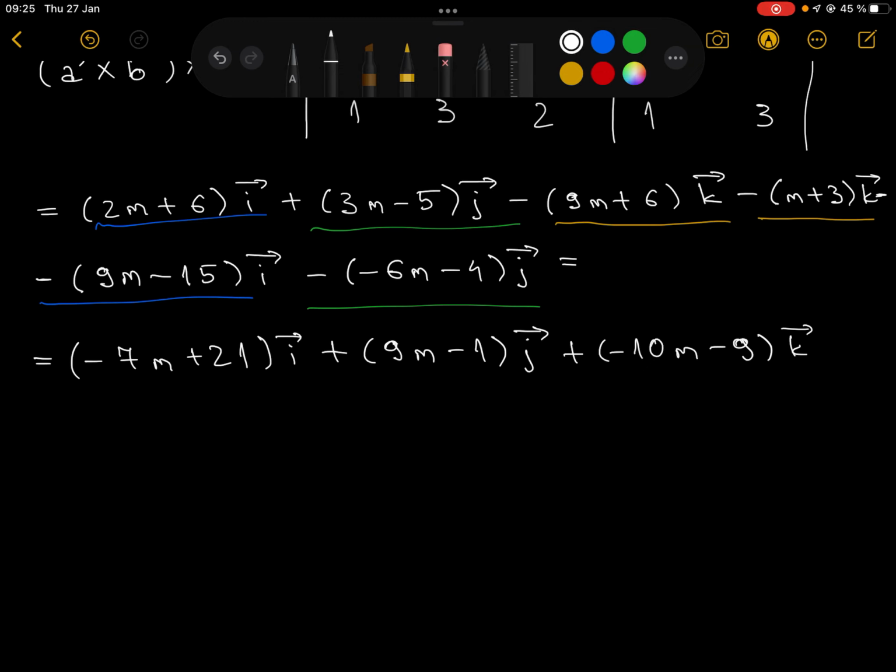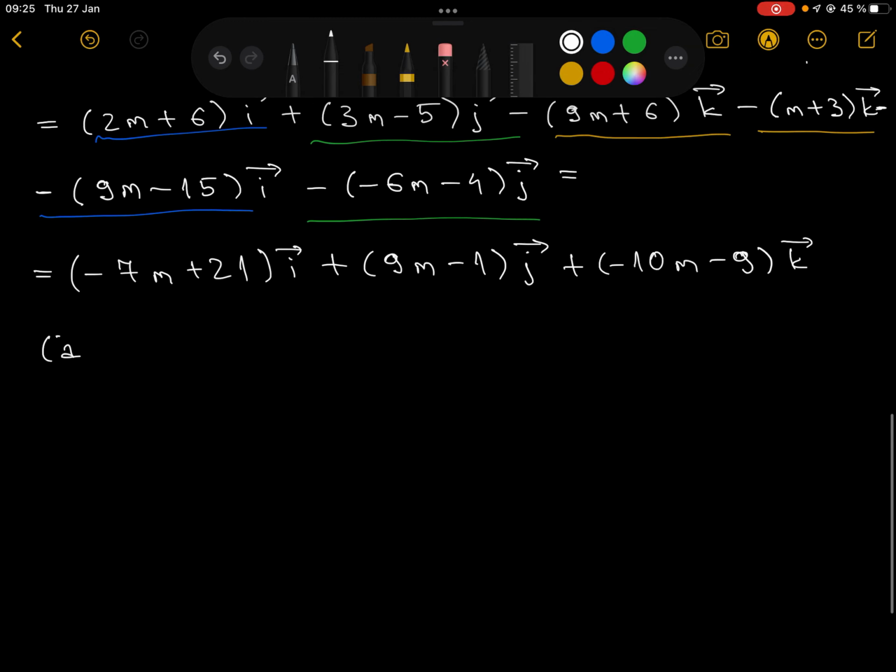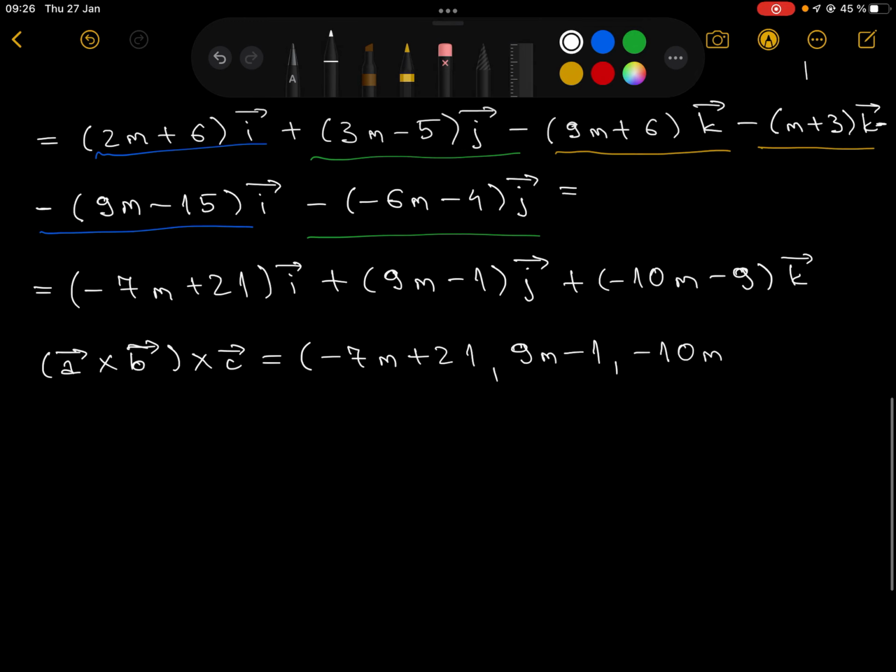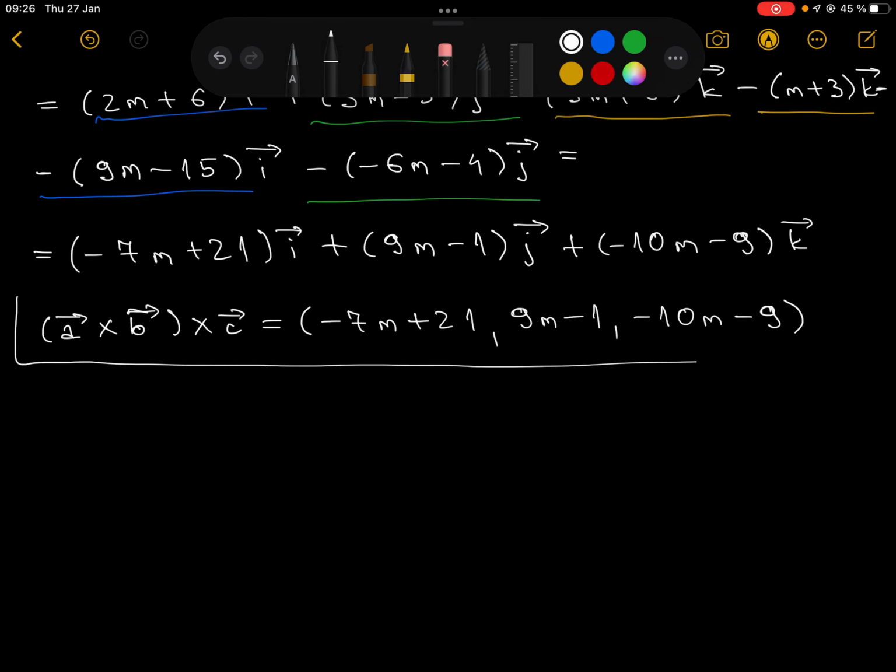So in other words, our vector a cross product b cross product c has the coordinates of minus 7m plus 21, 9m minus 1, and minus 10m minus 9. Okay, so this is the first part.